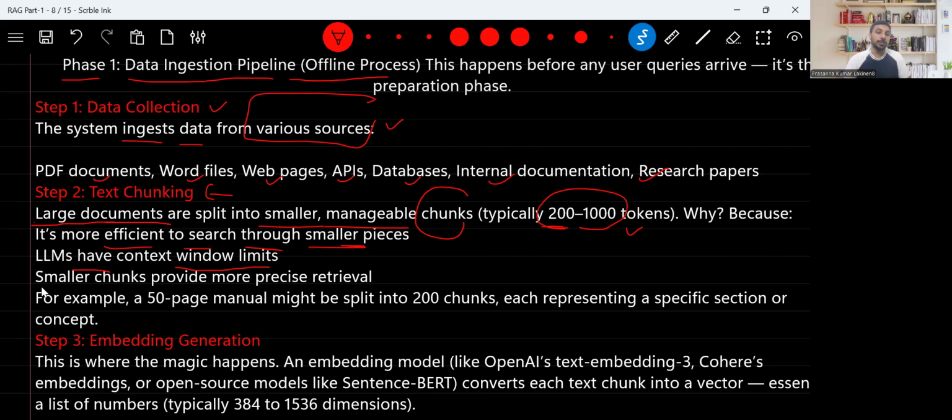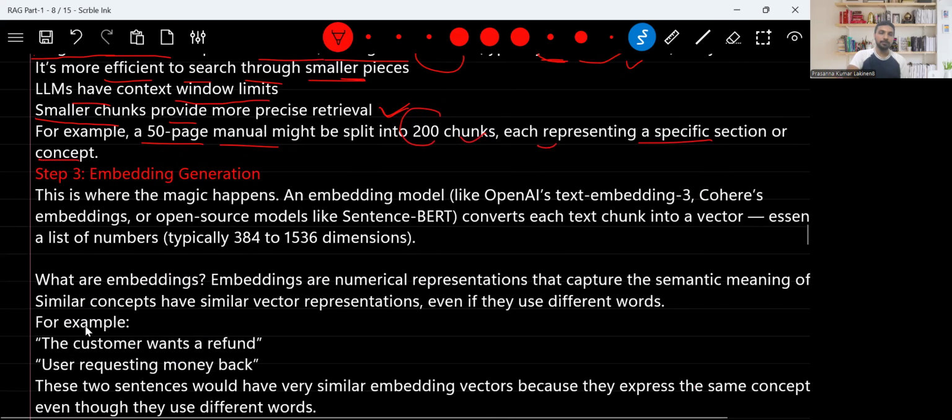Next, smaller chunks provide more precise retrieval. That means if the information in the document is in small pieces, every small piece has precise information. That's why it is precise retrieval. For example, a 50-page manual might be split into 200 chunks, each representing a specific section or concept. That means every chunk has specific information and represents some specific concept.